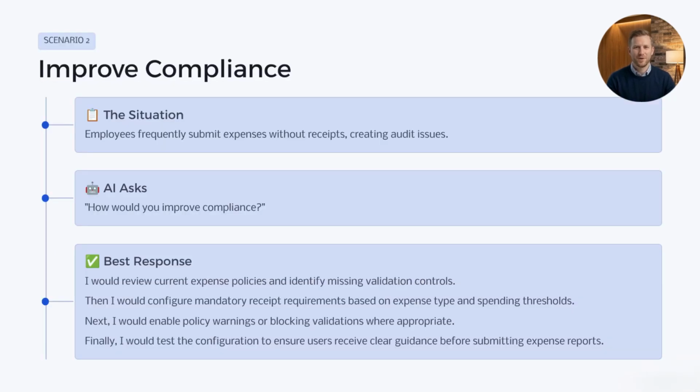Scenario 2. Improve compliance. Employees frequently submit expenses without receipts, creating audit issues. AI Examiner. How would you improve compliance? Best response. I would review current expense policies and identify missing validation controls. Then I would configure mandatory receipt requirements based on expense type and spending thresholds. Next, I would enable policy warnings or blocking validations where appropriate. Finally, I would test the configuration to ensure users receive clear guidance before submitting expense reports.